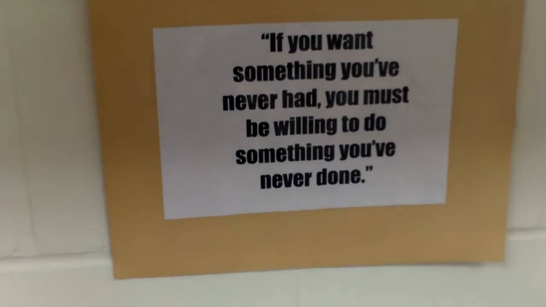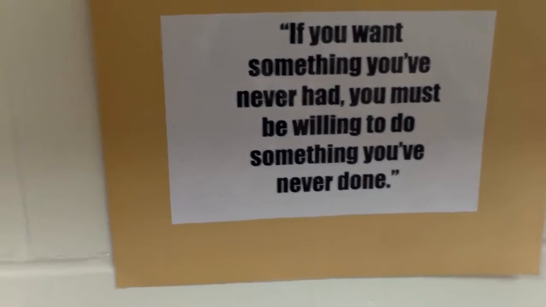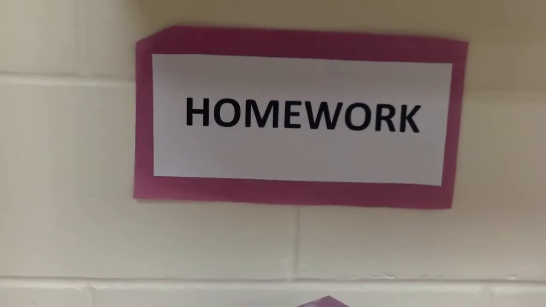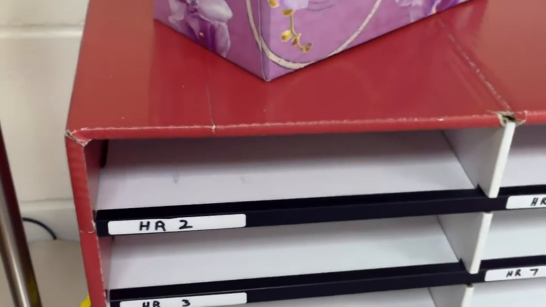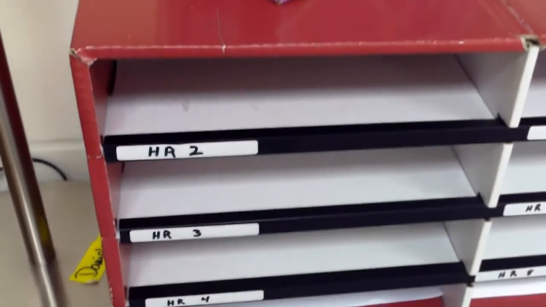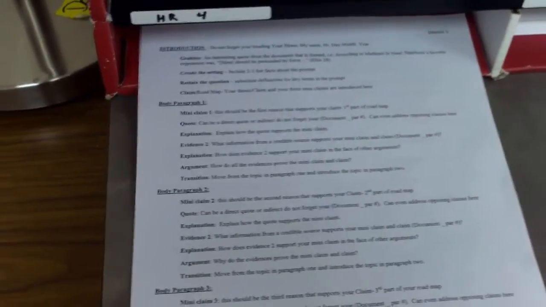Just a brief note, if you want something you've never had before, you must be willing to do something you've never done, which brings us right over here to the homework sign. When you look to turn in your hard copies of homework, you can turn them in here. Hour 2 goes above the Hour 2 selection. Hour 3 above. Hour 4 above. Underneath there, you'll notice there are papers in here. These are outlines for the 5-paragraph essay. We're going to use those later in the year.